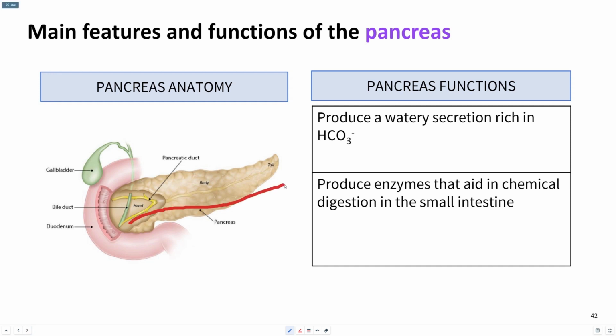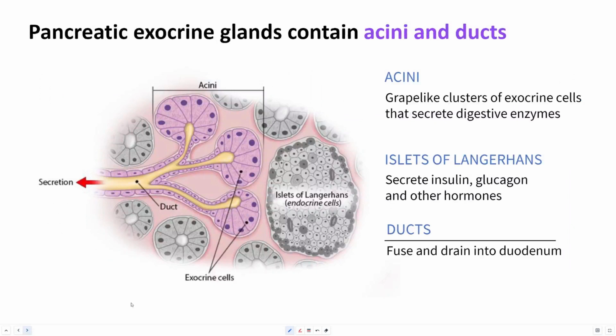And the pancreatic duct is this big duct that combines with the bile duct to provide the juices into the small intestine. Its main function here is to produce the watery secretions that are rich in bicarbonate and also a plethora of enzymes for the breakdown of the macromolecules. The pancreatic exocrine gland contains acini and ducts. The pancreas contains this modified simple cuboidal epithelium called the acinar cells.